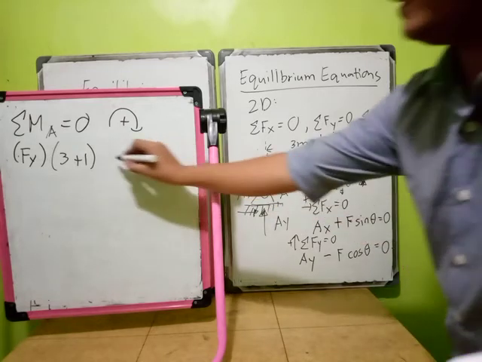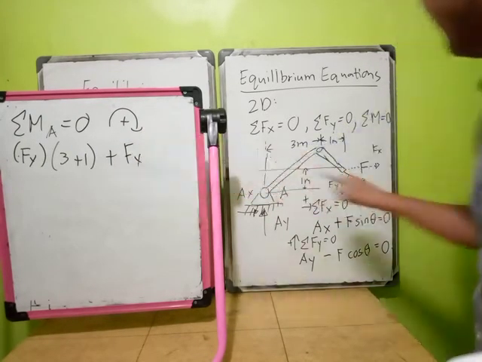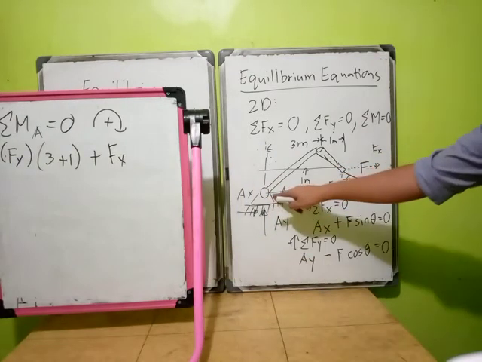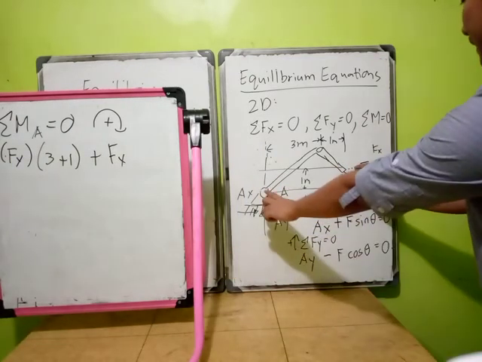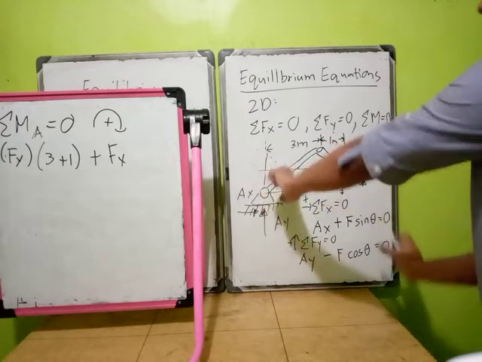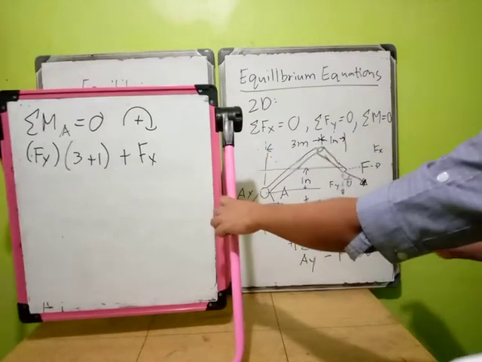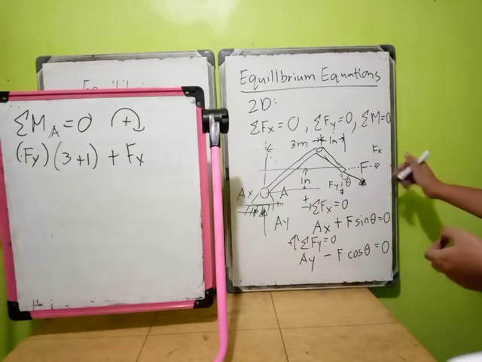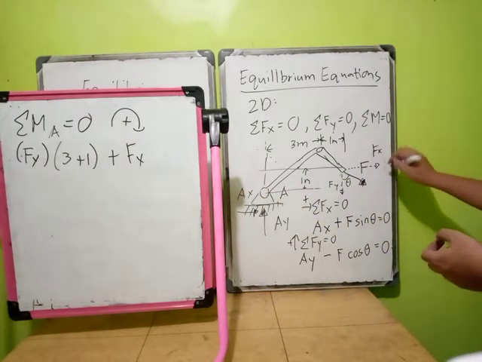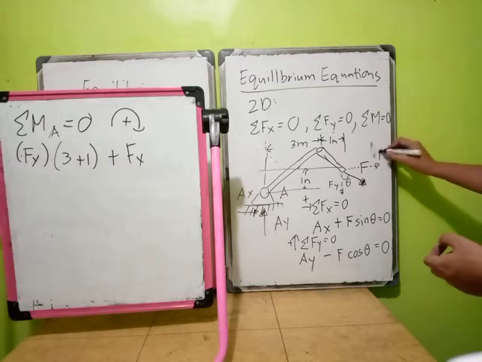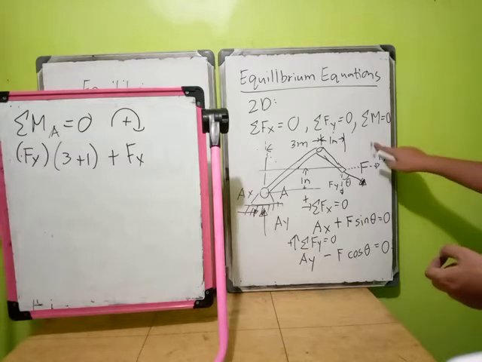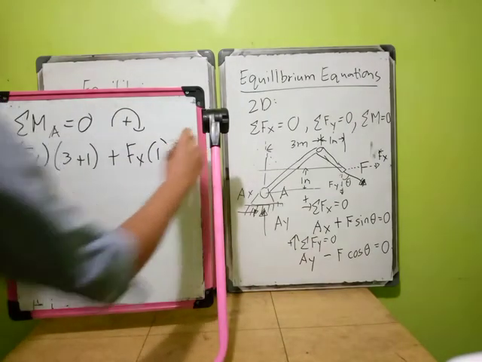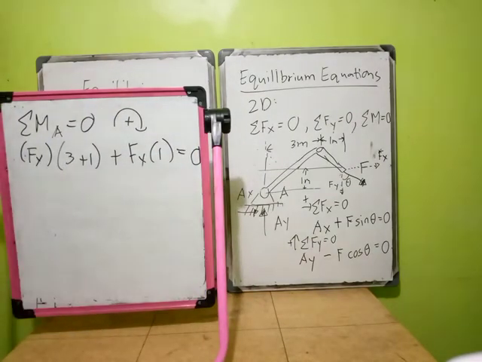Samantalang, doon naman tayo sa Fx. Yung Fx natin is nakaharap doon. And then, relative to A. Okay? So, relative to A, 1 meter siya. Okay? Ma-imagine nyo, clockwise din yung direction niya. So, yung perpendicular distance nitong Fx na to is 1 meter. And then, dapat mag-equate siya kay 0.